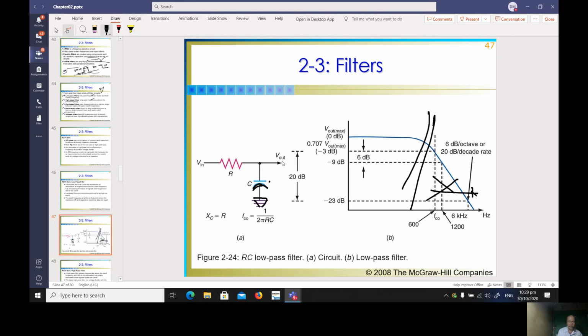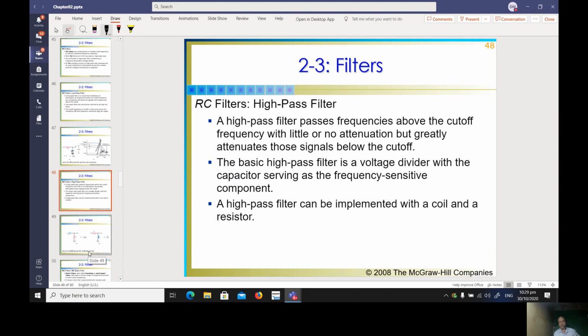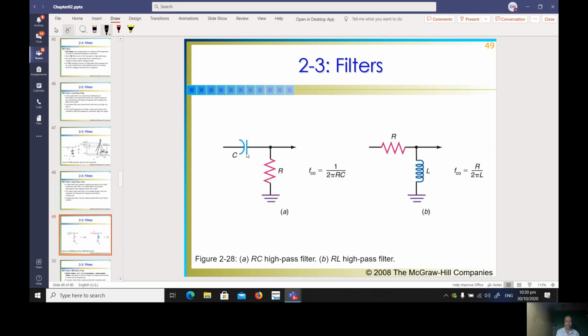Pag ganyan, tapos ginamit mo yan sa isang application. You can Google that. I think you have to look for that application. High pass filter. Kasi dito wala namang binanggit. Kaya nga, your assignment is look for the applications. Baliktad naman, naka-ground yung resistor.